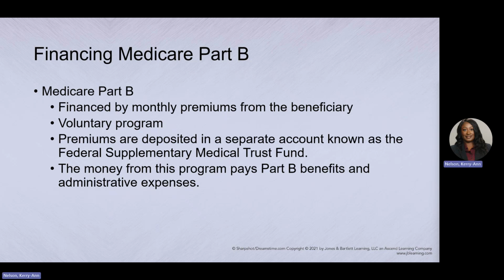Medicare Part B is financed by monthly premiums from the beneficiary. It's a voluntary program, and premiums are deposited in a separate account known as the Federal Supplemental Medical Trust Fund. The money from this program pays Part B benefits and administrative expenses.